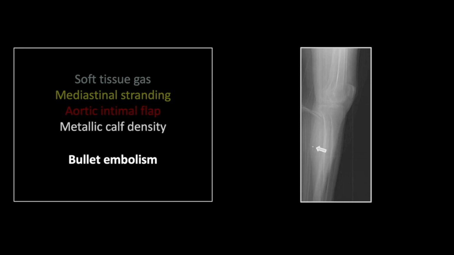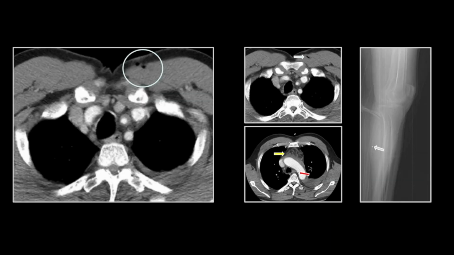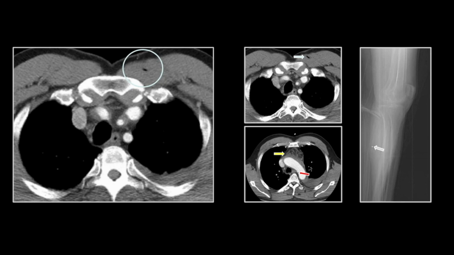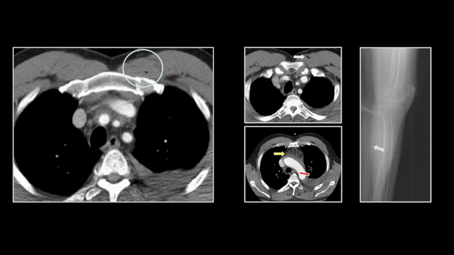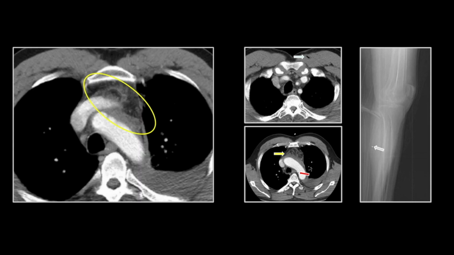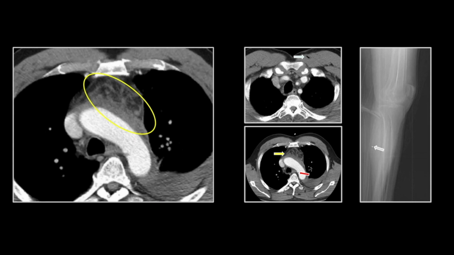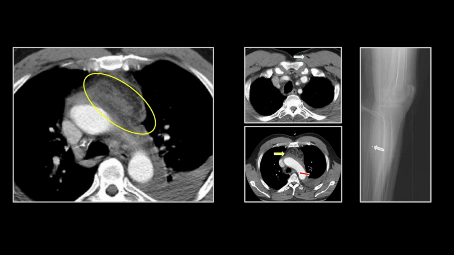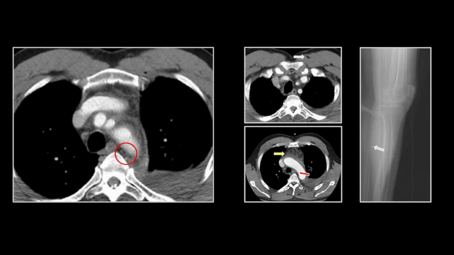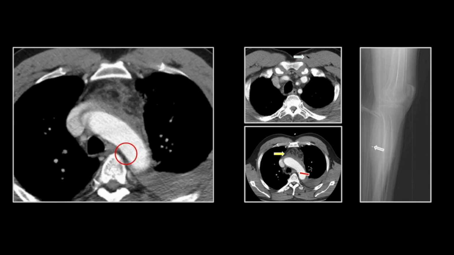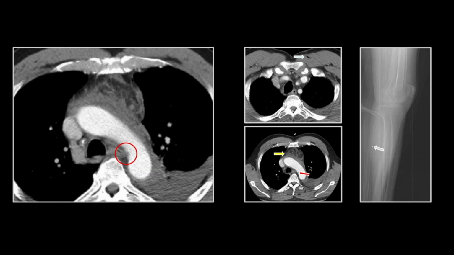You can see a rounded metallic density in the patient's calf, consistent with a BB most likely located in a branch of the posterior tibial artery. So you can see what happened. The BB passed through the pectoral region, entered the anterior aspect of the aortic arch, causing this mediastinal stranding, and ultimately lifted an intimal flap from the posterior aspect of the aortic arch.